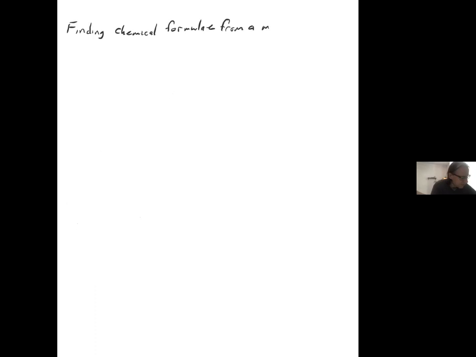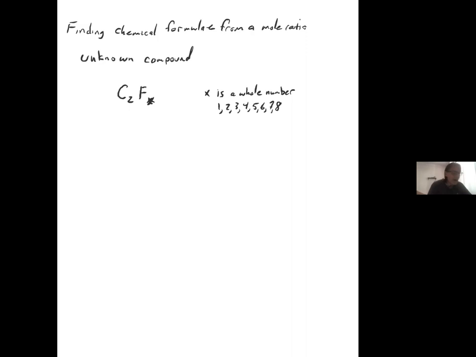Okay, so in this one, they give you an unknown compound. They say C2FX. Unknown meaning we don't know what X is. We want to find out what X is. But we're going to point out that X has to be a whole number. So that means it's going to be 1 or 2 or 3 or 4 or 5 or 6 or 7 or 8. If it's a 1, we just don't write it, we just write F. But it's some number between 1 and 8 or 9 or 10.